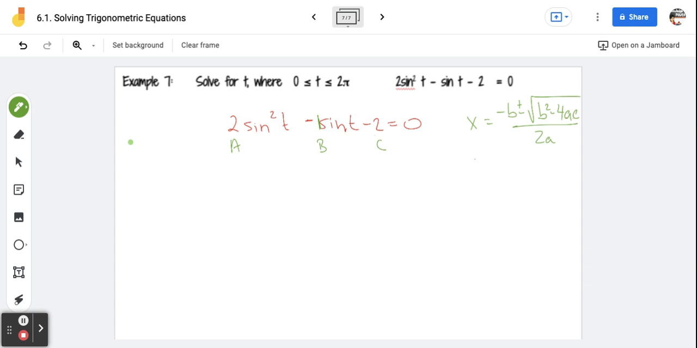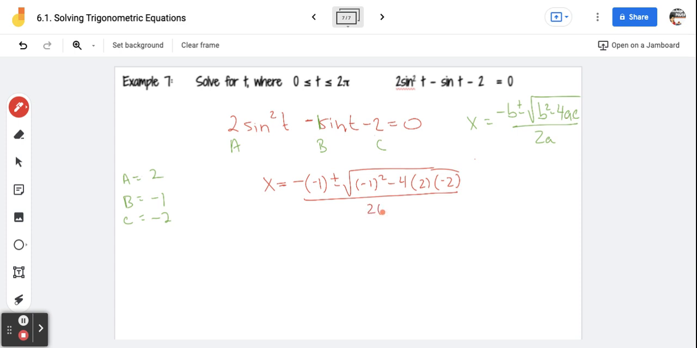So we have a, 2, we have b, -1, and we have c, -2. No, I'm sorry, a is not negative, a is just 2. All right, so let's pop those into our quadratic formula and crank out the answers here. So we got x equals -b. Okay, b is -1. Plus or minus the square root of b squared, so -1 squared, minus 4 times a, 2, times c, -2, all over 2a, 2 times 2.